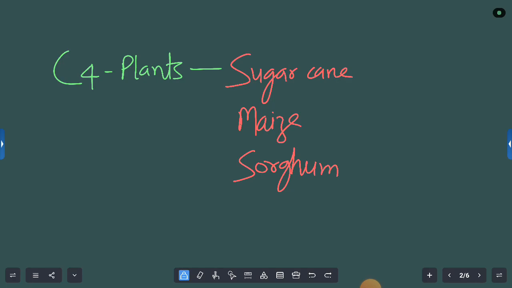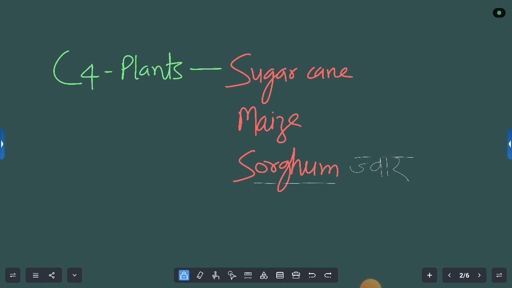So the C4 plants are, for example, sugarcane, maize, and sorghum. Sorghum is jowar. These are the plants in which the C4 cycle operates. These plants are of tropical and subtropical regions, which tolerate high temperature and sunshine.